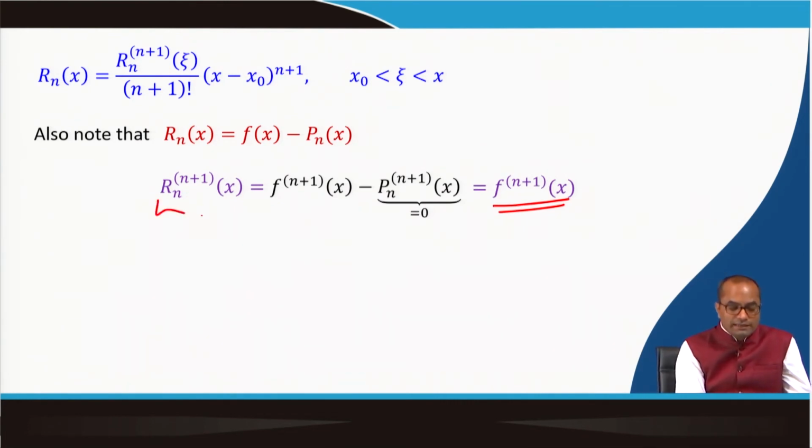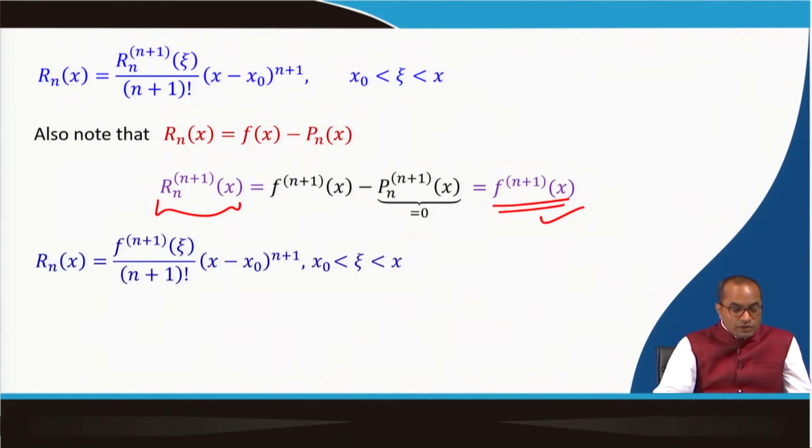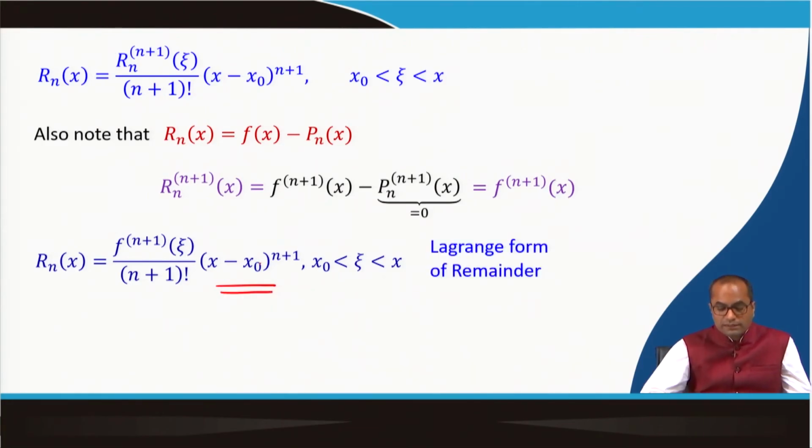So this Rn, the (n+1)th order derivative, is equal to the (n+1)th derivative of f. So in this Rn(x), we replace this (n+1)th order derivative by the function itself. So we get this one, (x - x0)^(n+1), and this is called the Lagrange form of remainder.